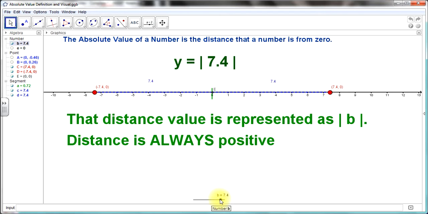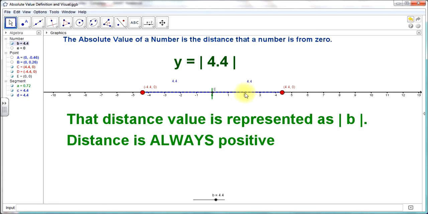As I change these points, notice there are 2 of them. One's a positive value and one's a negative value. If I stop at 4.4, this point 4.4 here is a distance of 4.4 from 0. So is negative 4.4, right? As I change this value, you can see the absolute value changing. The absolute value of 4.8 or the absolute value of 8.4.